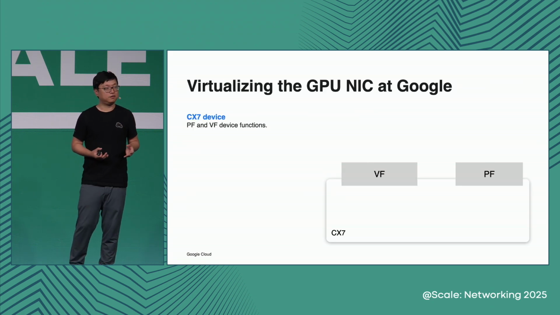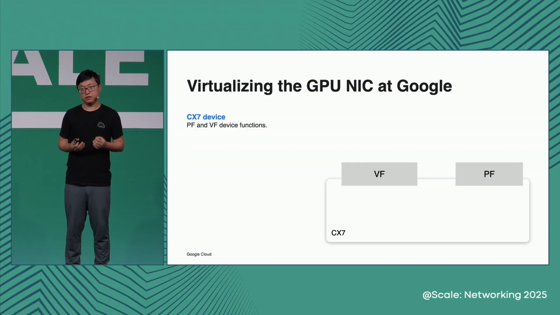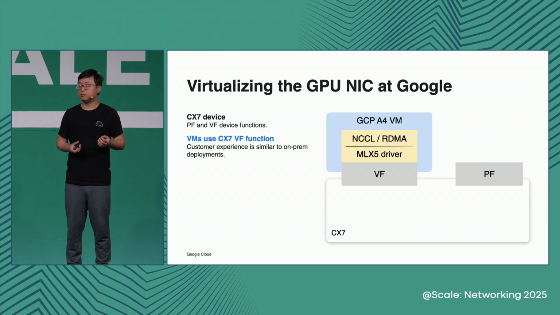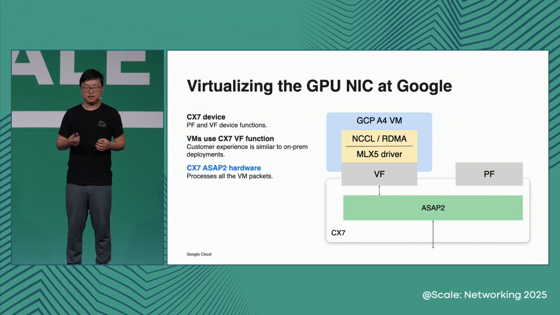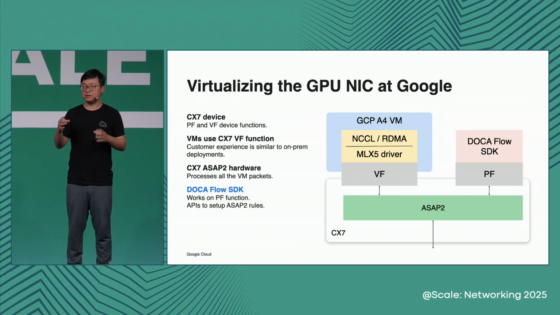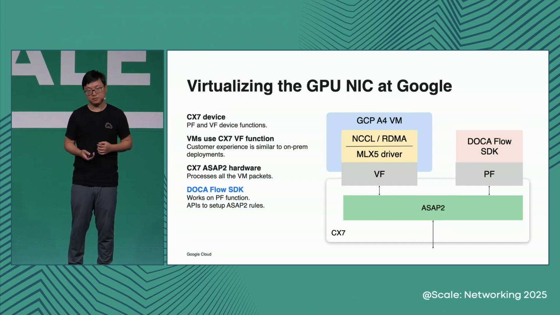Now let's zoom in on one of the CX7 NICs we have in our data center. We run these NICs in the SR-IOV mode, so they come up with a physical function and a virtual function. We pass the virtual function to our guest VM. So this is where our customer will run their RDMA stack and probably NCCL on top of that to do machine learning jobs. In the CX7 hardware, there's a programmable block called ASAP2, short for Accelerated Switching and Packet Processing. And we program this hardware block through the DOCA Flow SDK over the physical function from the hypervisor.